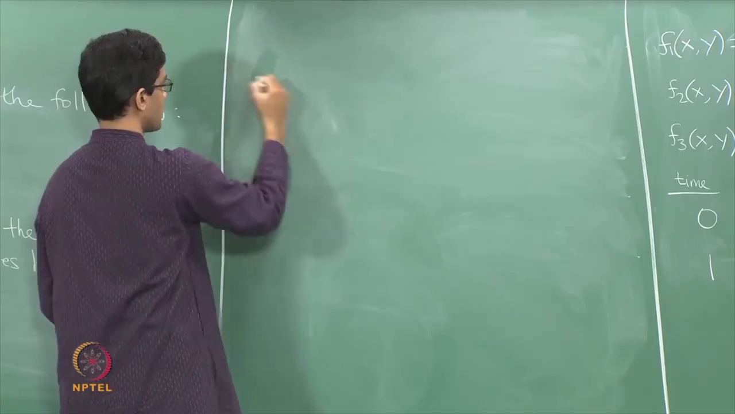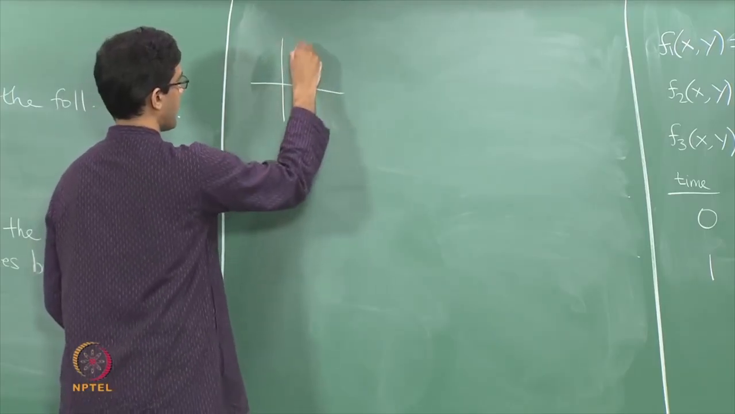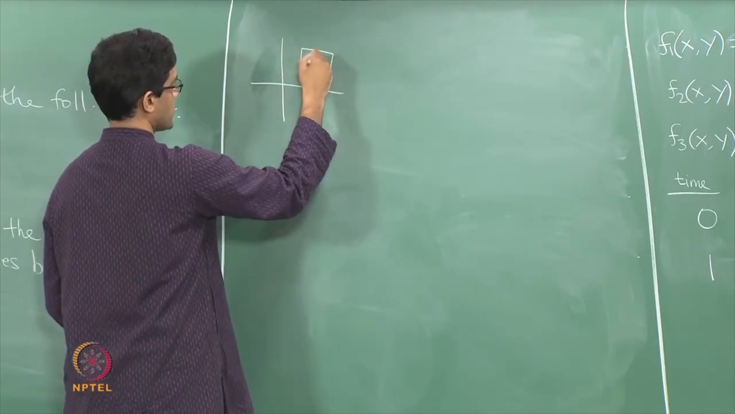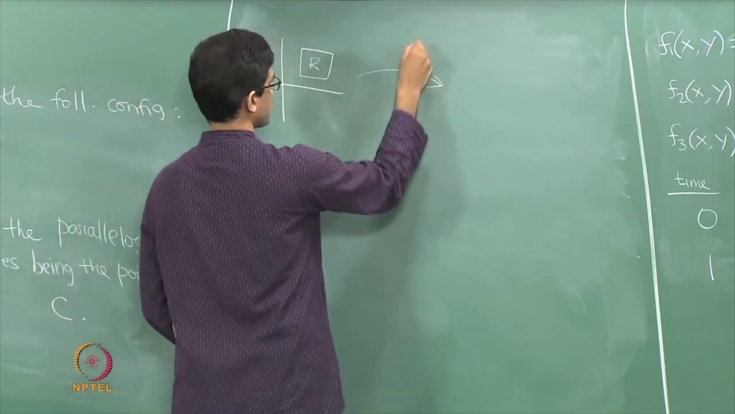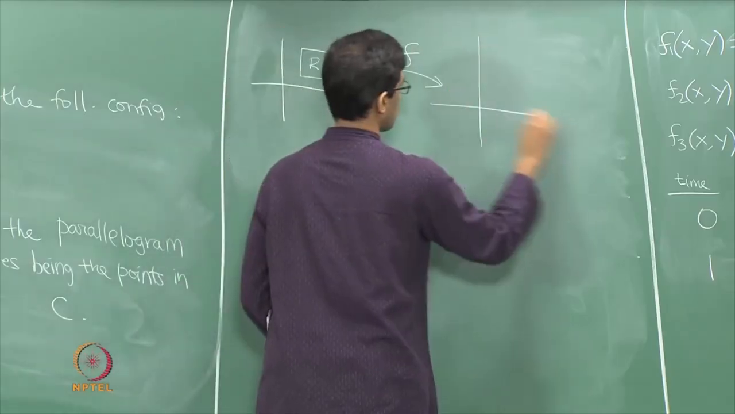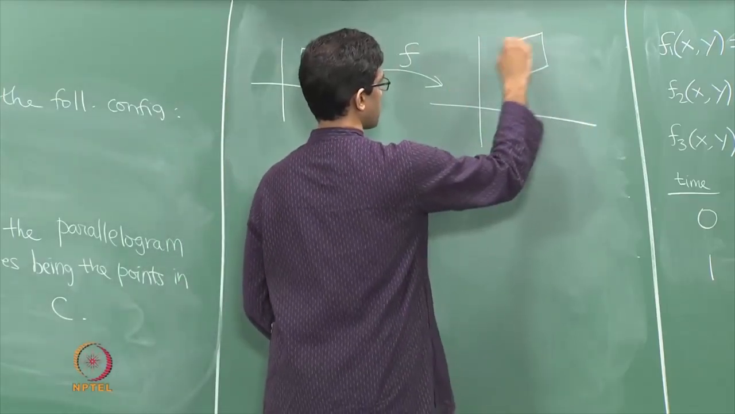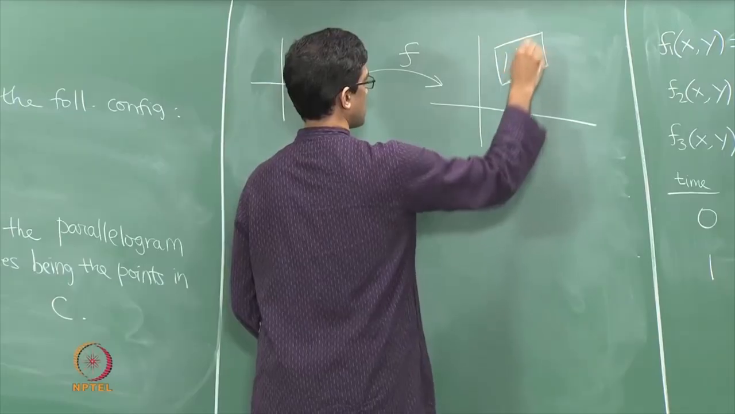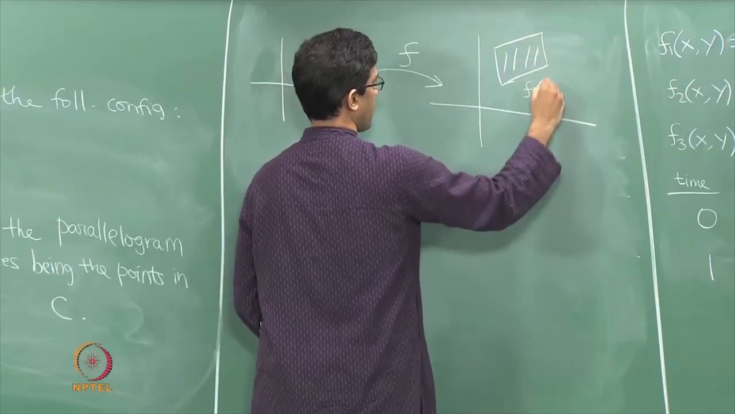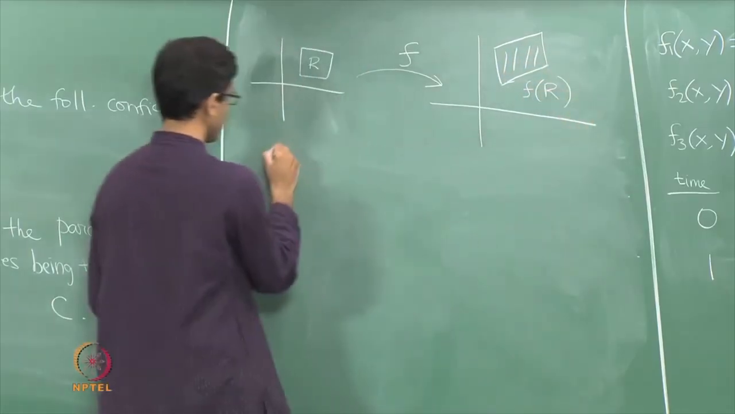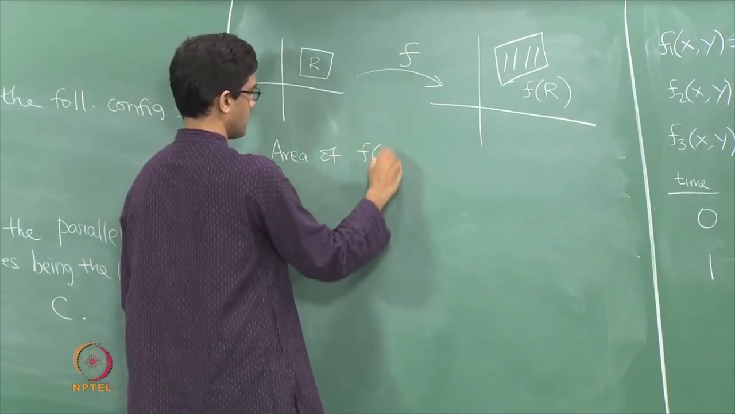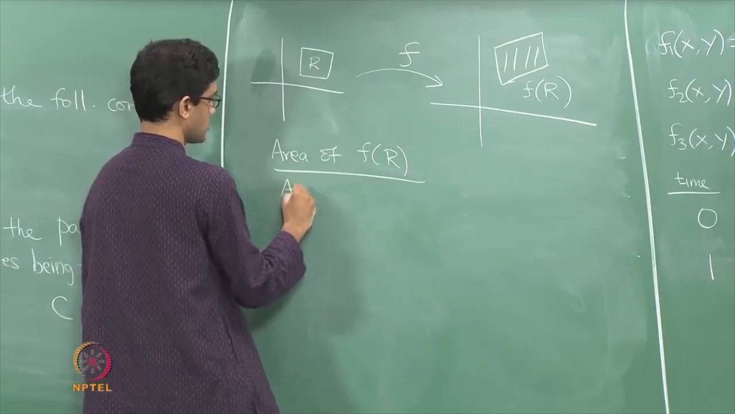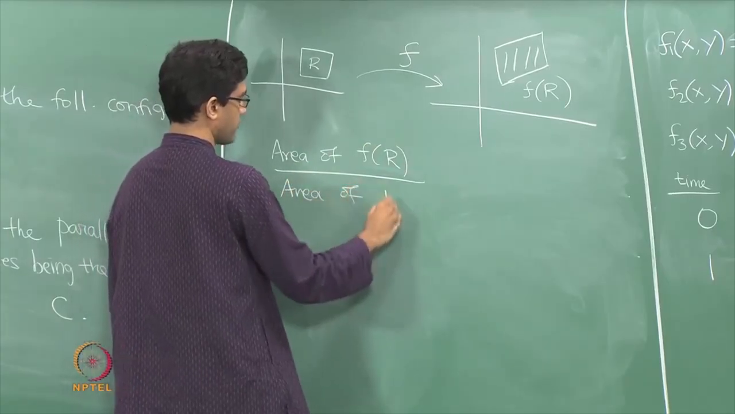That if I have a region R, so let's recall the following, if I have a region R on the plane, let's say a square or pretty much any polygon, and I apply a linear transformation to it, and this might become some parallelogram here. This is the image F of R. Then here's what we said, the area of F of R divided by the area of R. So this was what we call the area dilation factor.